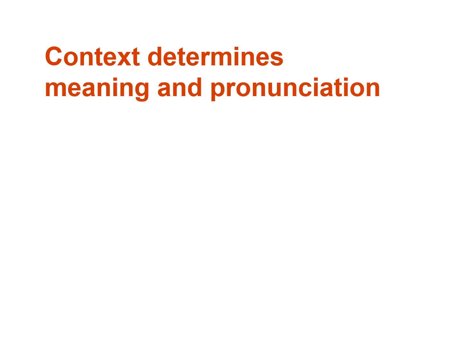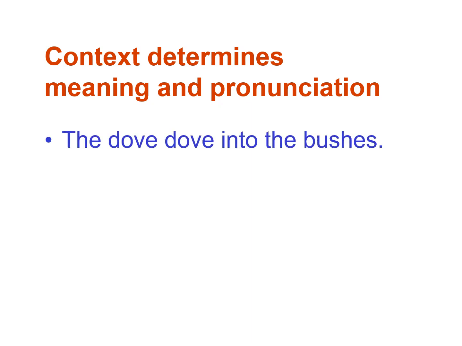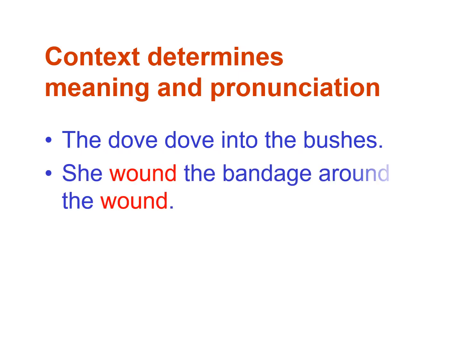The fact that a word or phrase can evoke different meanings to different people and in different contexts makes communication a challenge. Here are some examples of words that are spelled the same but mean very different things and may even be pronounced differently in the context of a single sentence. The dove dove into the bushes. She wound the bandage around the wound.